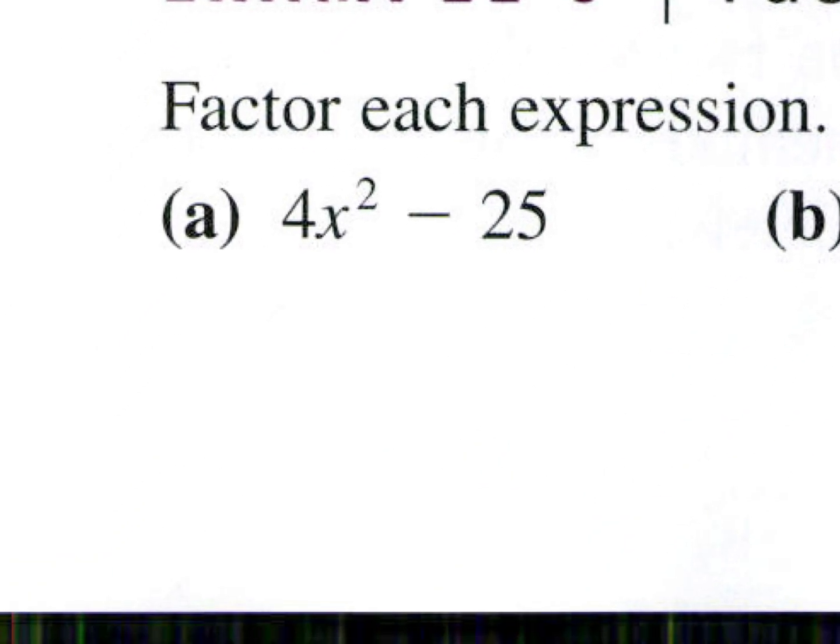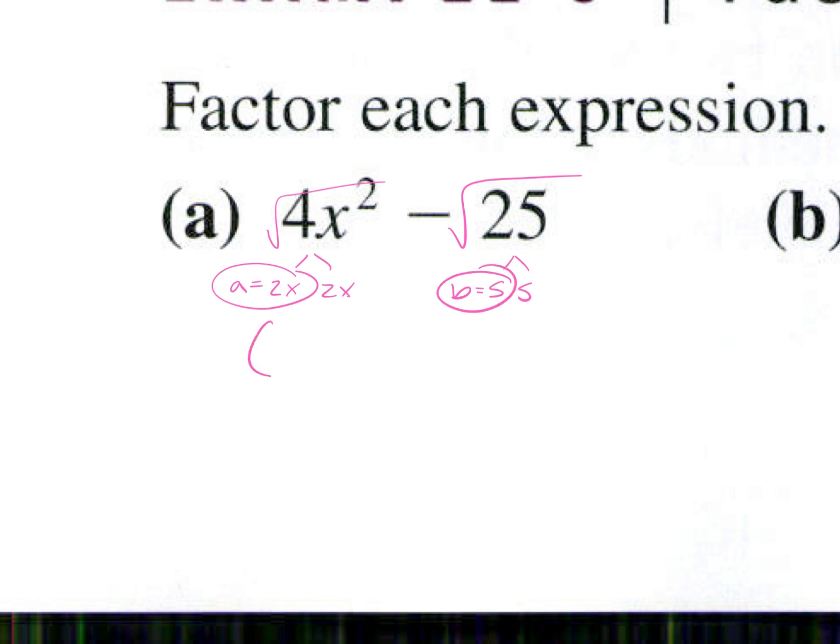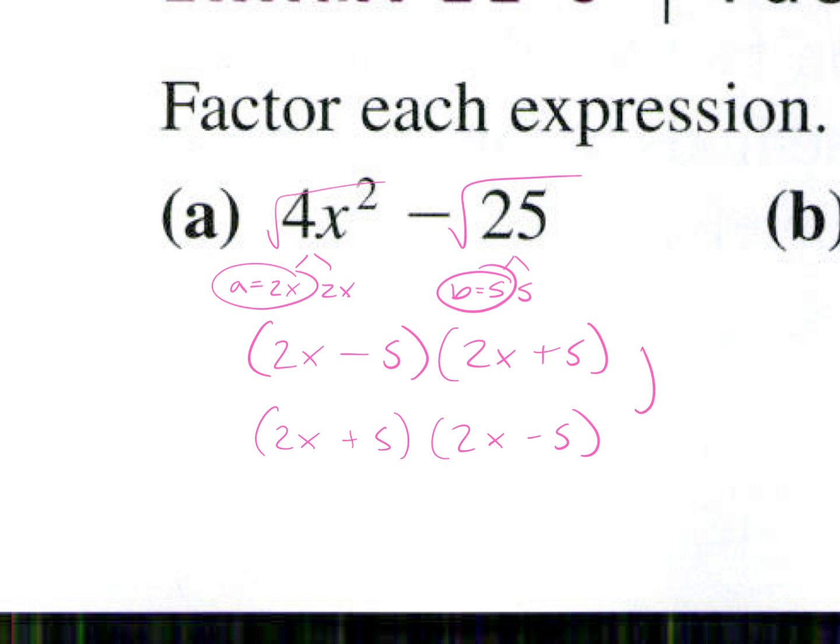So for example A, to figure out what a and b are, we're going to take the square root of both of our terms here. So figure out what this breaks down into. We'd have 2x and 2x. 2x times 2x would give us 4x squared. And then 25 breaks down into 5 and 5. So our a is 2x and our b is 5. So this would factor into 2x minus 5 and 2x plus 5. If you wrote it as 2x plus 5 times 2x minus 5, that's the same thing. These are both correct. These are the same answer.